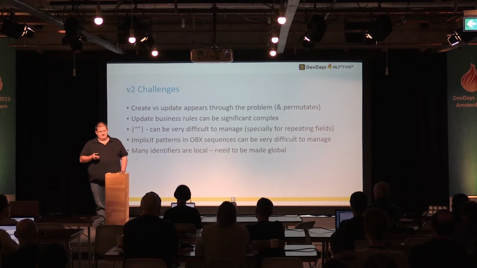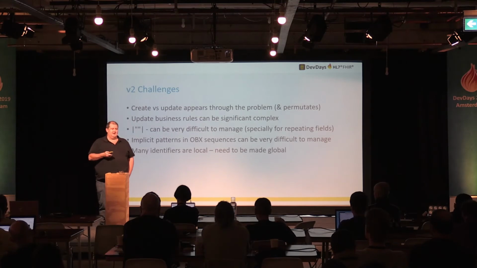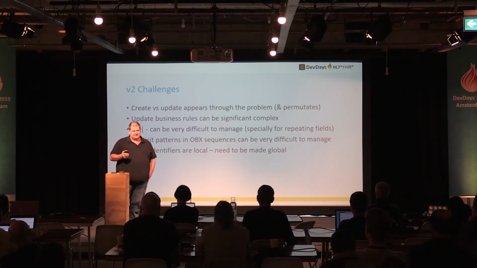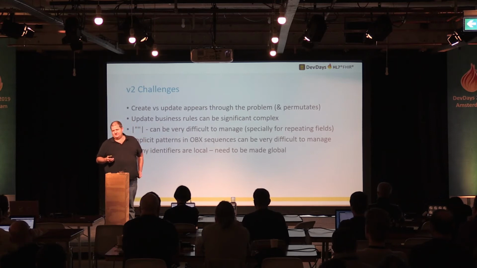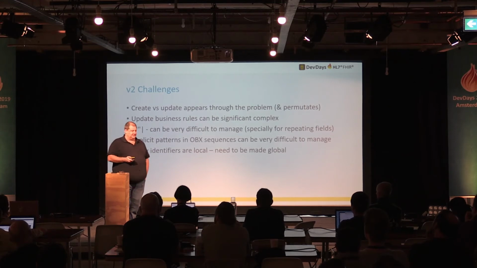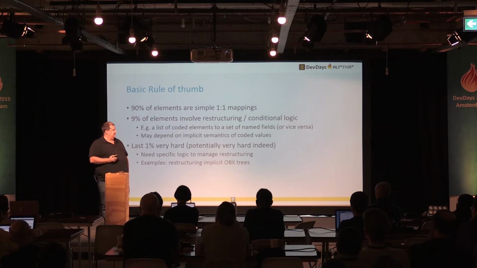And the other big problem with version 2 is most identifiers you get are local to the interface, and they are not scoped. And we say, after decades of experience, that's a terribly bad idea, and you must scope your identifiers, but you didn't get any scope, and so then that's a significant challenge. You have to actually chase that down for each version 2 message. How do I uniquely scope this identifier? So those are some of the challenges that you deal with.